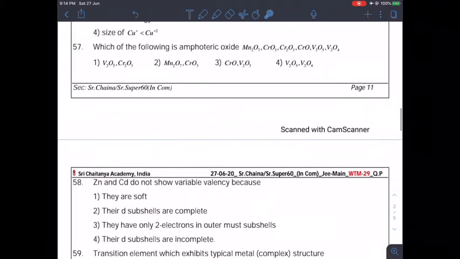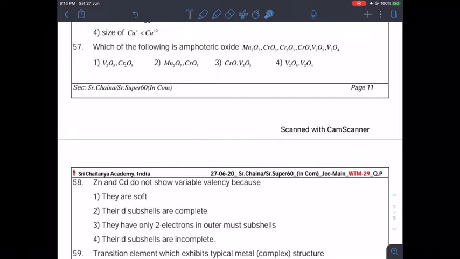Now let's move to question number 57. Which of the following is an amphoteric oxide? Once again, if you do not know the list of amphoteric oxides, you cannot solve it. I think there is one doubtful thing here, and that is V2O4. In the book it has been given that VO2, the monomeric unit of this, is amphoteric. So if you consider that, then we will get two answers, otherwise we will get one answer.